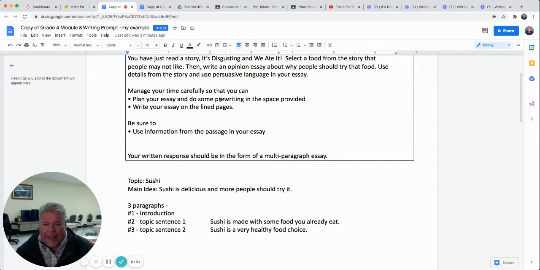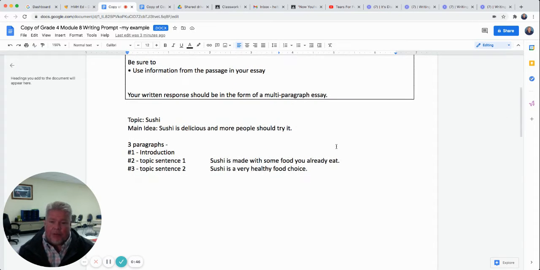We've been planning our essay, pre-writing. We went to the next page, started writing it. We haven't really used any information from our passage because you don't have the passage in front of you, and that's hard, so we're not worried about that. And we're doing multi-paragraph essays. So we've got 2 paragraphs done, with topic, main idea, put that in our first paragraph, our introduction.